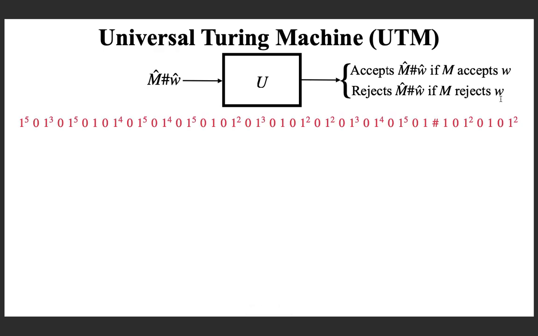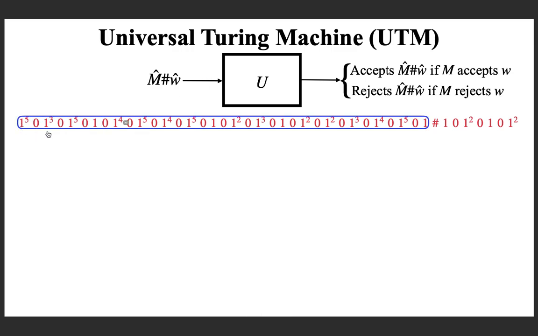You can see how the universal Turing machine works in the next slide. So what is input? Input is a binary encoding of a Turing machine hat M followed by a hash followed by the binary encoding of an input string. If the alphabet set is AB, then it is ABAB, that is the input string.